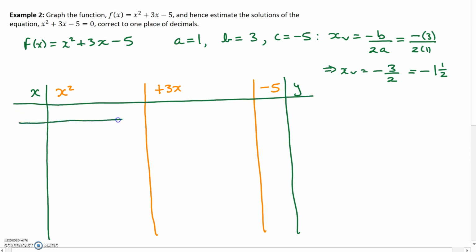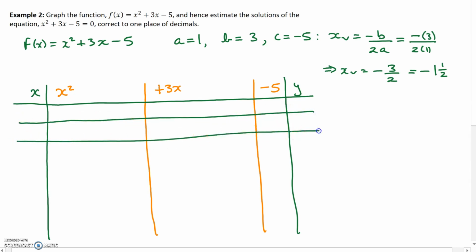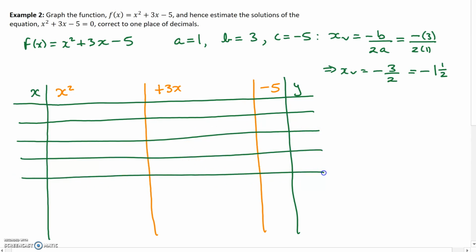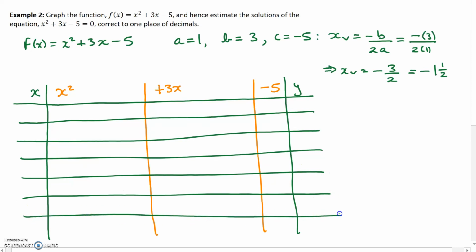So we're going to put in 7 new rows: 1, 2, 3, 4, 5, 6, 7. So negative 1.5 is going to be the 4th row down. 1, 2, 3, 4. Negative 1.5 actually.